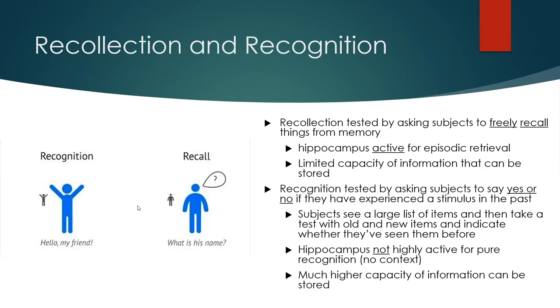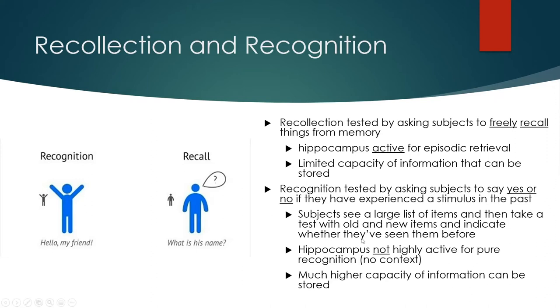It's asking, have you seen this before? Is this something familiar to you? And this is something that we have a lot more capacity for. There have been studies that showed subjects 10,000 pictures, and they're able to correctly say that they'd seen about two-thirds of them, so like 6,600 of them. So this is something that we're really, really good at.